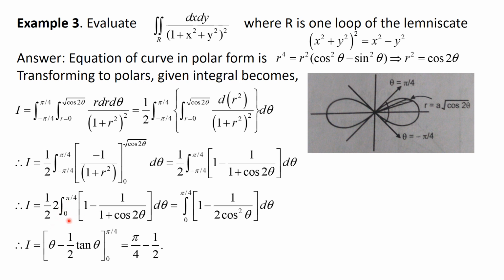The 2 gives the cancellation term. Take the integral from 0 to π/4 of the given function with respect to θ. Substitute 1 + cos 2θ = 2 cos² θ, and the integral of 1/cos² θ, that is the integral of sec² θ, is tan θ. This reduces the answer for the given integral to π/4 − 1/2.